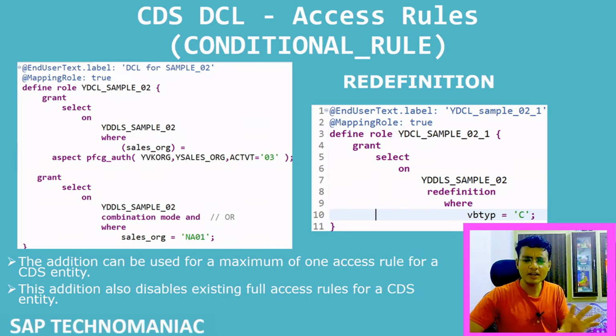But SAP never gives full access for a CDS entity. Either they will not create one at all, or they will create it with some authorization objects, or based on some literals, or there are different kinds of conditions. That also we will discuss in upcoming videos.